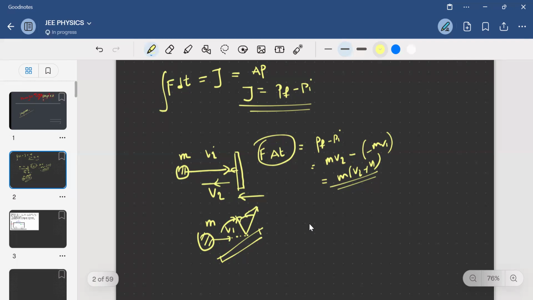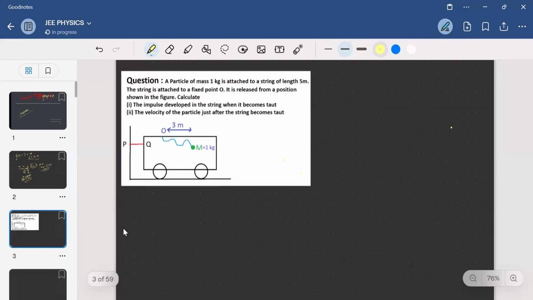We'll try to see the problem right now. The question is: a particle of mass 1 kg is attached to a string of length 5 meter. The string is attached to a fixed point O. It is released from a position shown in the figure. You have to calculate the impulse developed in the string, and the velocity of the particle just after the string becomes taut. That means what? Try to see.